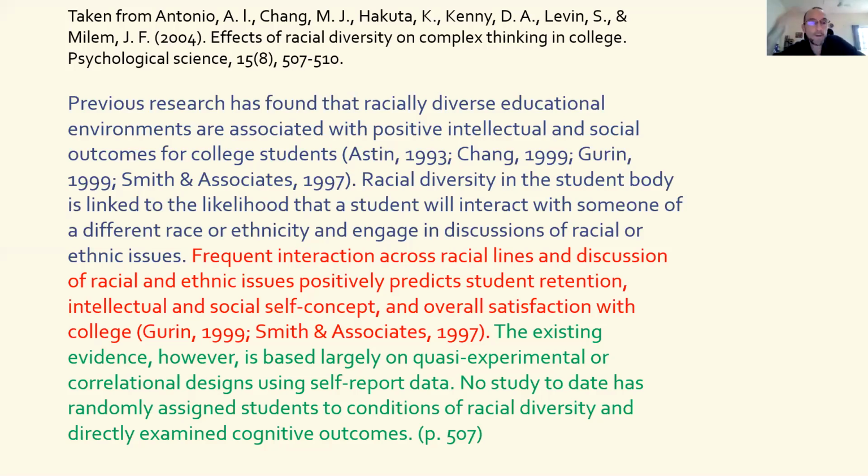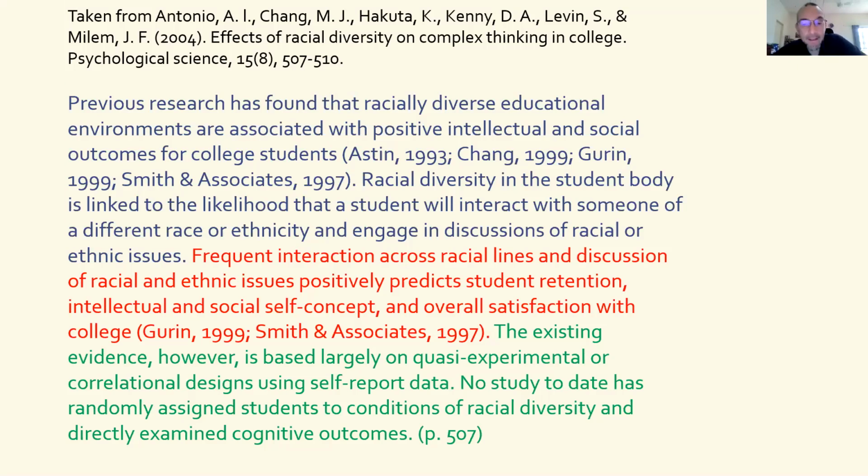Okay, so previous research has found, okay, racial diversity in the student body is linked to the likelihood that a student will interact with someone of a different race or ethnicity and engage in discussions of racial or ethnic issues. Okay, and so that's just an elaboration on the research, on the context. Okay, now frequent interaction across racial lines and discussion of racial and ethnic issues positively predicts student retention, intellectual and social self-concept, and overall satisfaction with college.